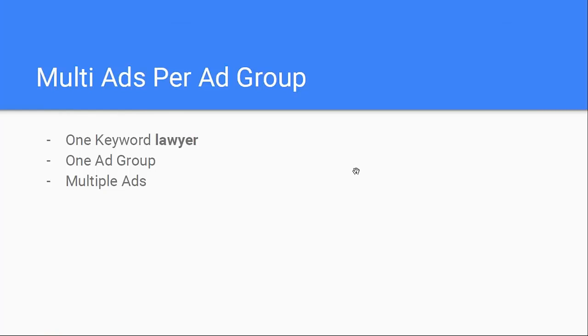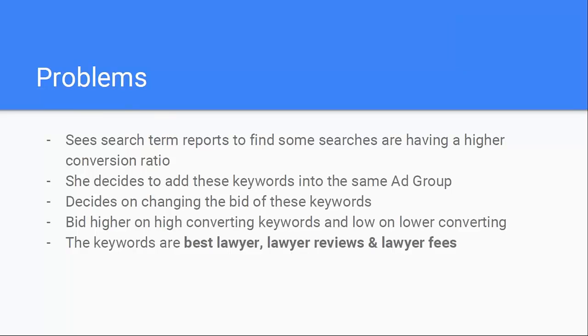Right. Okay. I think we are good to go for now. Let's move ahead. So right now our structure is that we have one keyword, one ad group, and multiple ads. Let's also dig into what further problems there are in this kind of structure. Sam sees that in the search term report, there are some searches which have a higher conversion ratio and some which have a lower conversion ratio. So it's better to track the performance of these keywords separately. So she decided to add these keywords.